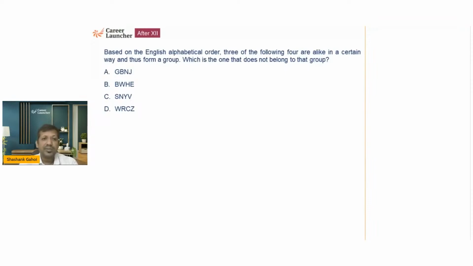Which one does it say? So G, B, and J. Okay, so G is 7. B is 2, N is 14, and J is 10. Then B is 2, W is what? 23. So there is a decrement of 5, and 27 minus 5 should be 22, and it is -4. So either of the two should be the odd one out.